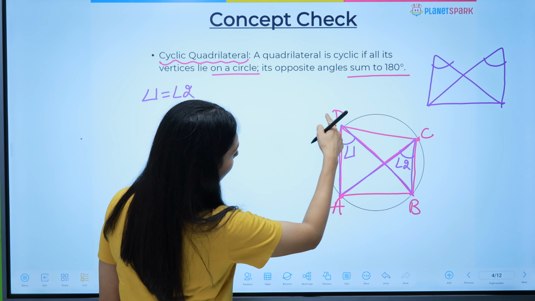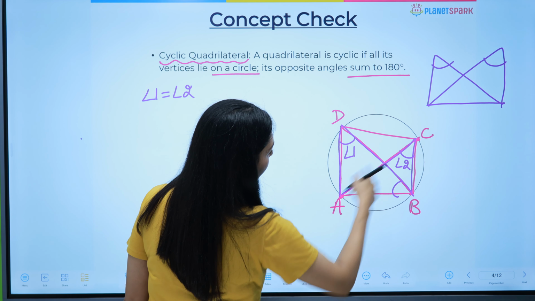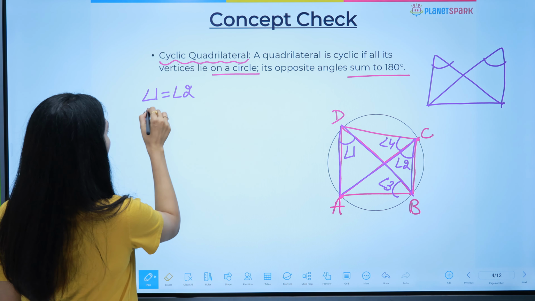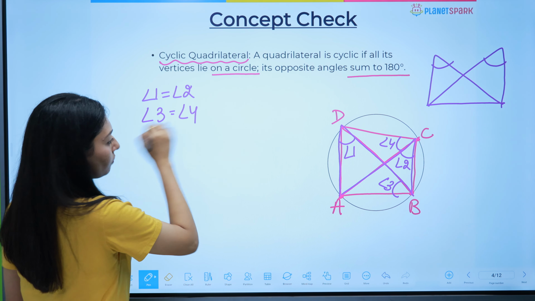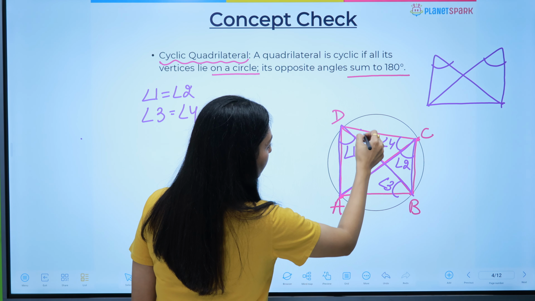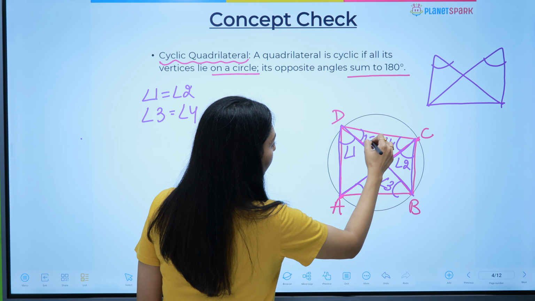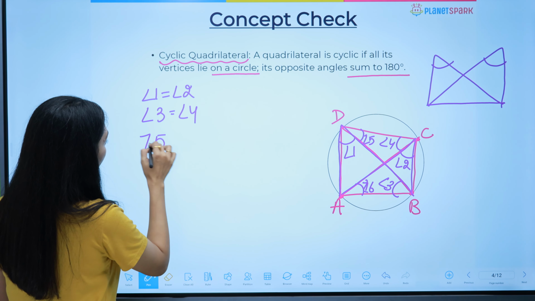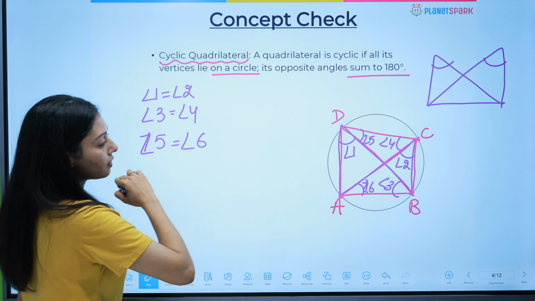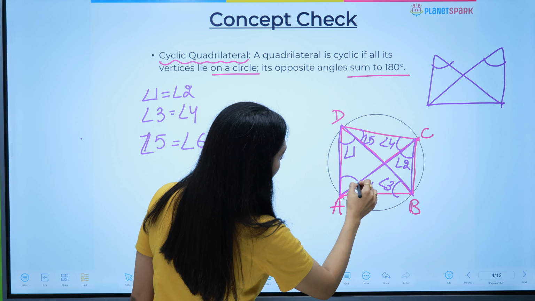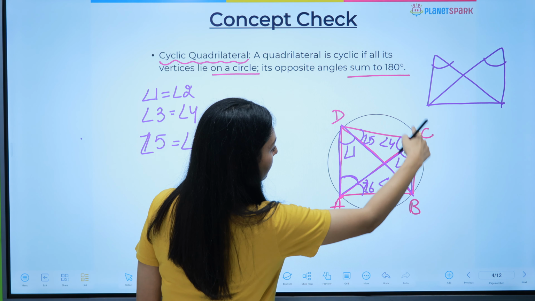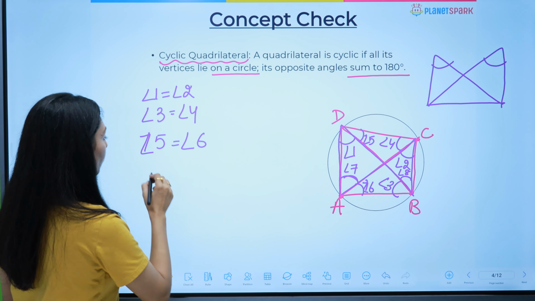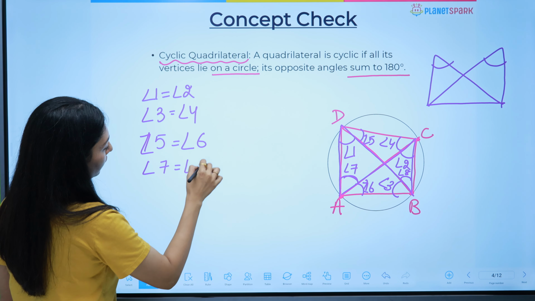Similarly, from here if I look, this angle and this angle, these two are equal. So let's say angle 3 is equal to angle 4. Similarly, from here if you look, this angle and this angle, angle 5, angle 6. Angle 5 is equal to angle 6. What angles are left now? This one. So from here if you look, this angle and this angle, angle 7 and angle 8. Both are equal. So angle 7 is equal to angle 8.